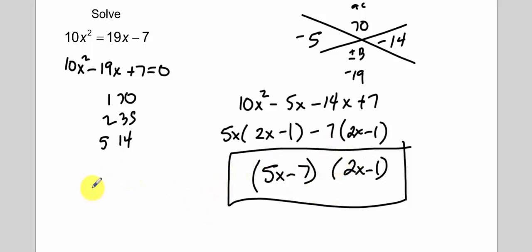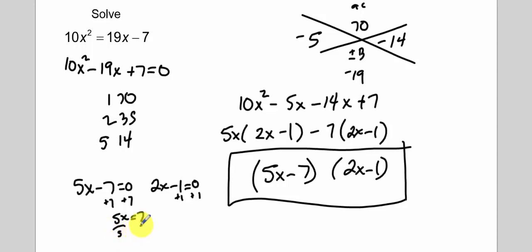So zero product principle says 5x minus 7 equals 0 and 2x minus 1 equals 0. Add 7. Add 1. 5x is 7. Divide by 5. X equals 7/5. 2x is 1. Divide by 2. X equals 1/2.